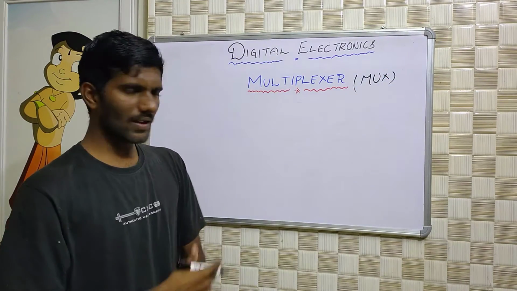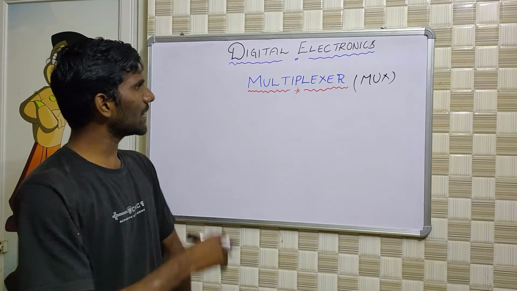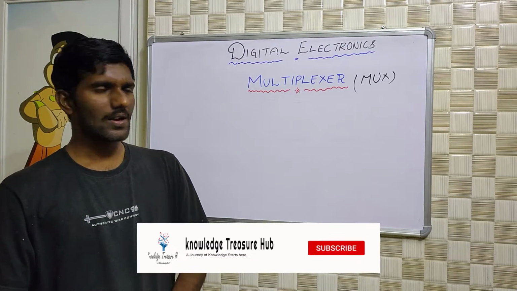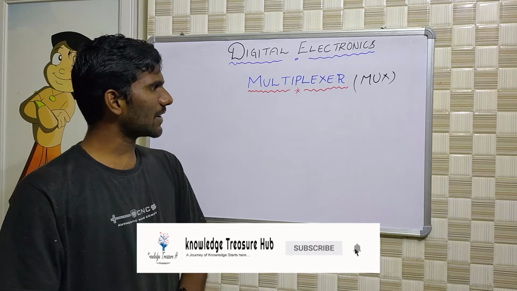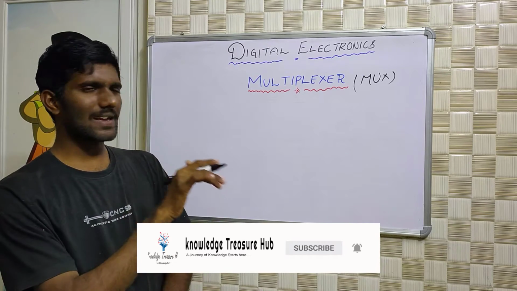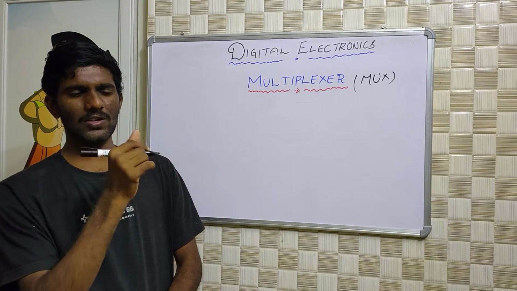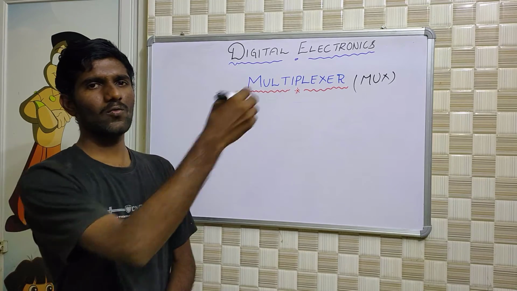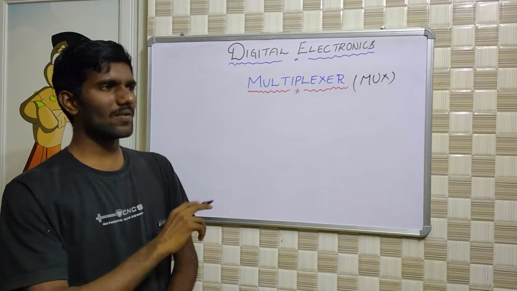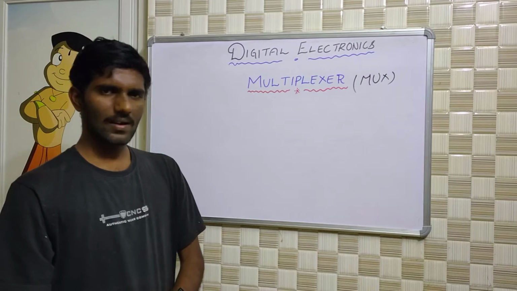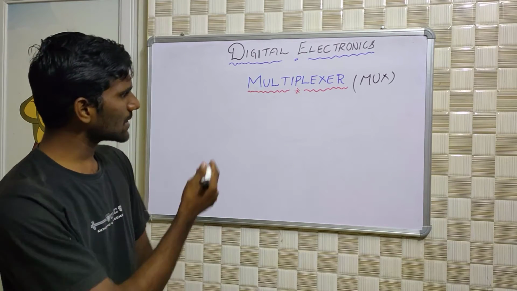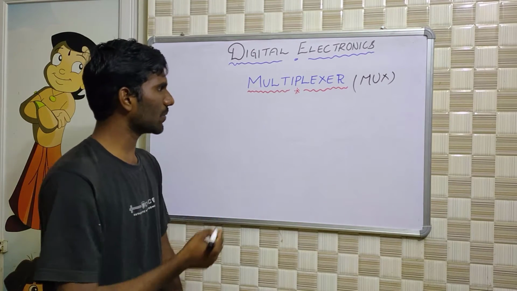The multiplexer or MUX is a purely combinational circuit. The function of a multiplexer is that it transfers one input to its output, based on the selector lines. We will see the block diagram of a multiplexer.